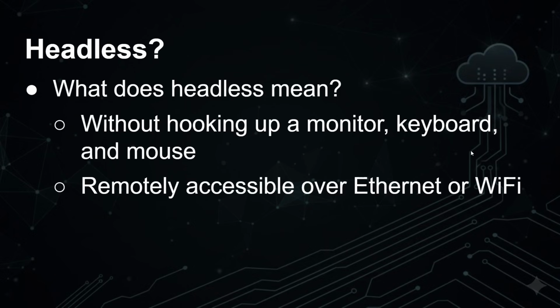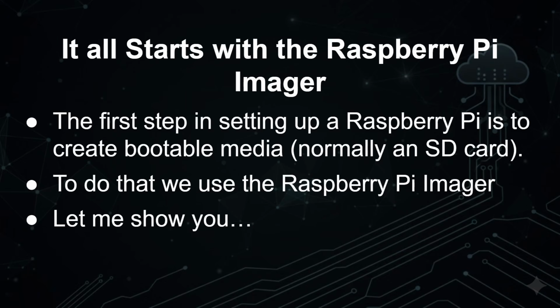So what do I mean by headless? That means without hooking up a monitor, keyboard and a mouse. So it's just sitting there without a head, the monitor being the head, and you access it remotely over Ethernet or over Wi-Fi. So it's not disconnected. It's not a disconnected Raspberry Pi. It's a headless Raspberry Pi, which means you have access to it, but you don't have a monitor, keyboard or mouse attached to it. Now it all starts with the Raspberry Pi Imager.